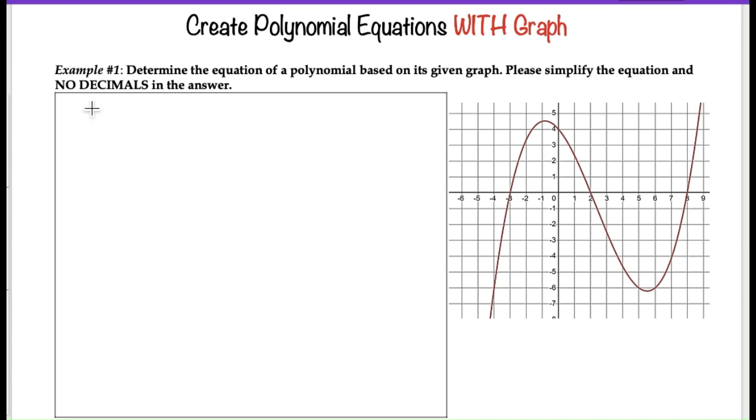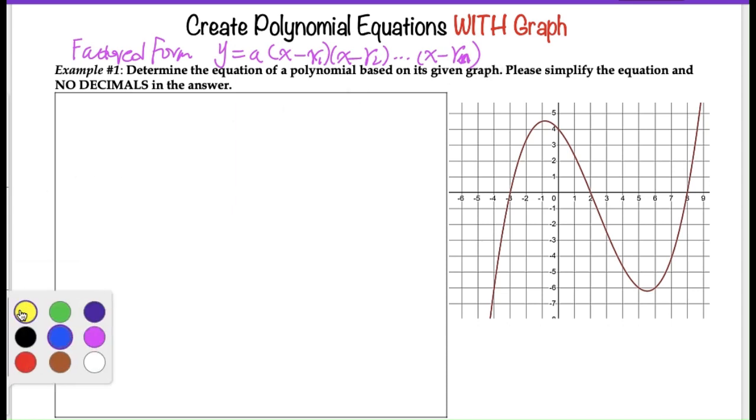Before we get started, I want to quickly review a form of polynomial, which is factored form. If you remember, in factored form we write the equation according to the different factors. We break down the equation into different factors, multiply them together and list them out, and this is called factored form. Factored form will be the one we are using to help us determine the equation of the polynomial.